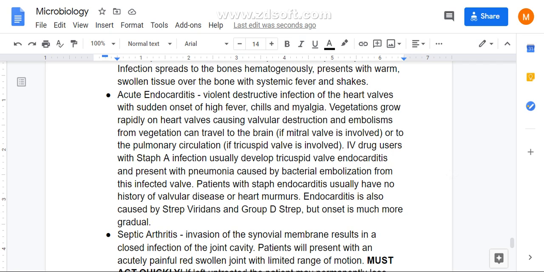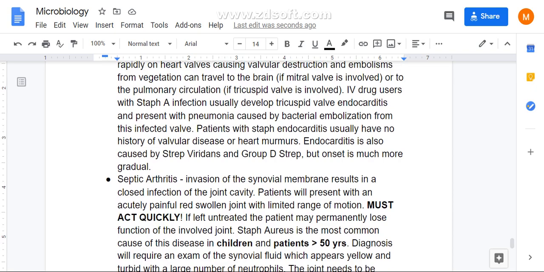Patients with Staph endocarditis usually have no history of valvular disease or heart murmurs. Endocarditis is also caused by strep viridans and group B strep, but onset is much more gradual. So you can differentiate which bacteria you might have if your patient shows up with endocarditis based on how fast and how aggressive the endocarditis is. If it's more aggressive, you know it's Staph. If it's less aggressive, it's probably strep.